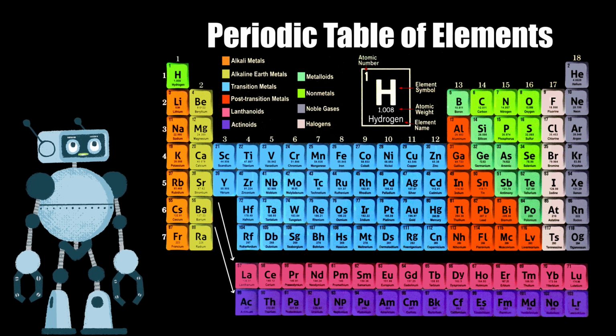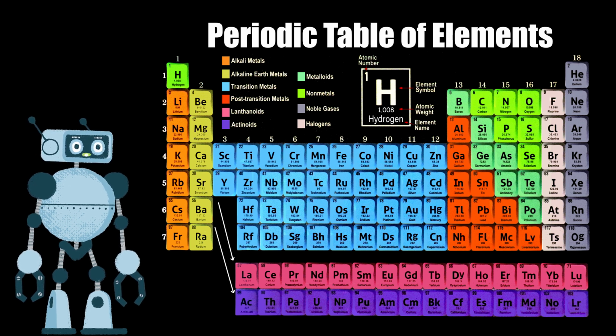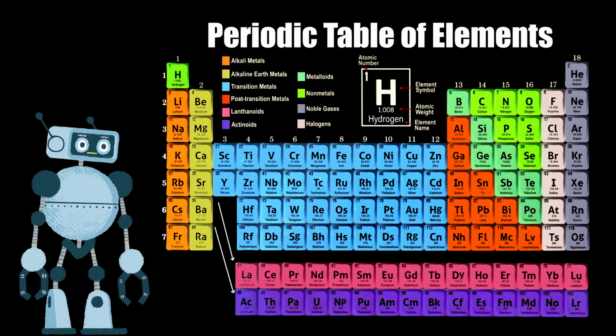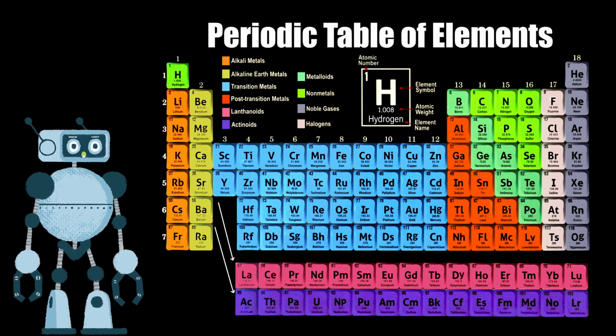Introduction to the periodic table. The periodic table of elements is like a map of all the known chemical elements. Each element is a substance that cannot be broken down into simpler substances by chemical means. The periodic table arranges these elements in a way that shows patterns in their properties.